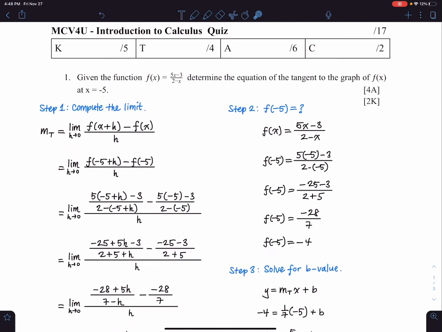So the second step is to find f at negative 5. This is a quite simple calculation in which you just take negative 5 as your x value and sub it into the x variables within the function. We find this value to be minus 4.